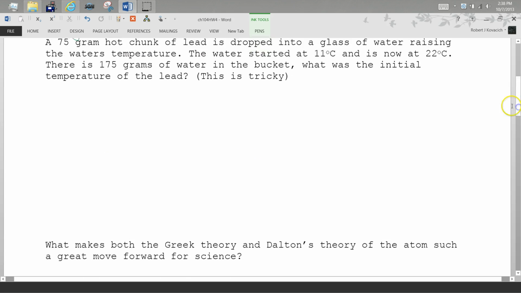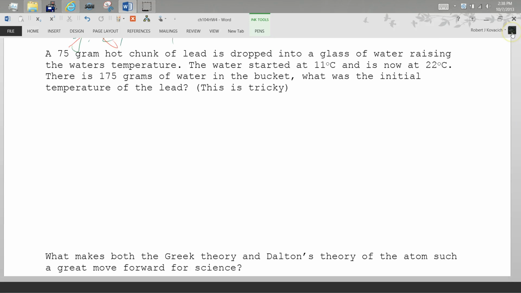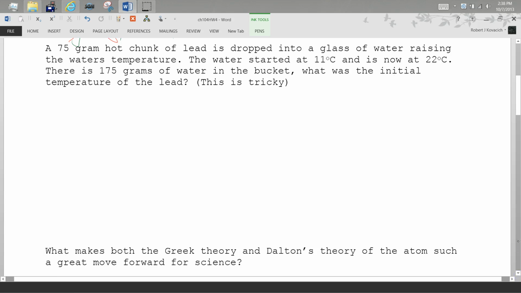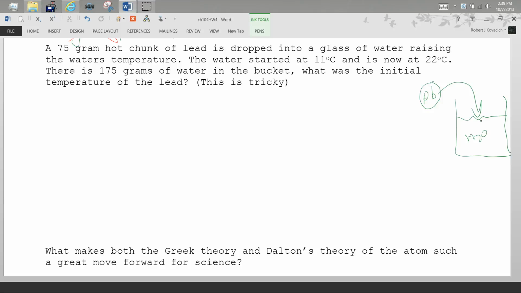All right, so I said this one was gonna be tricky, and you have to remember a couple of things to make this doable. When I look at a problem like this, I start off by asking, what are we dropping in? Lead. So I've got a chunk of lead, and I'm gonna drop this in a container of water. Now I can picture what's happening here. I have a piece of lead, and the piece of lead is hotter than the water. How do I know that?